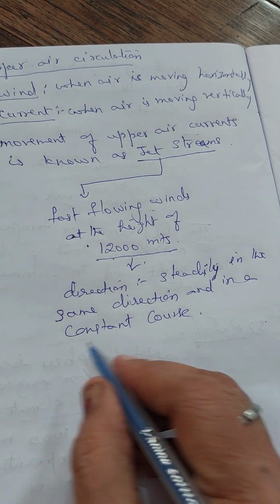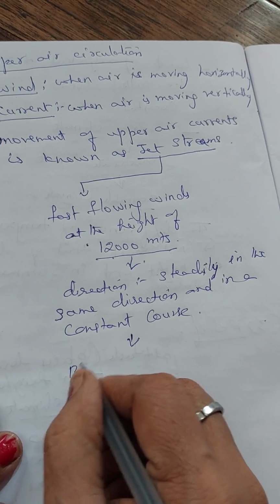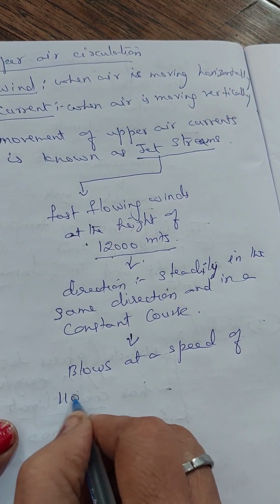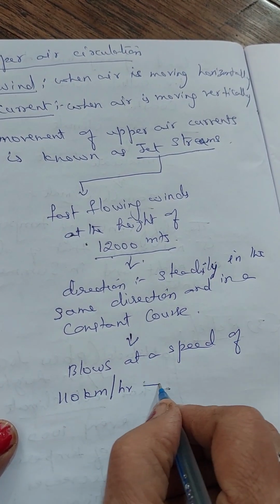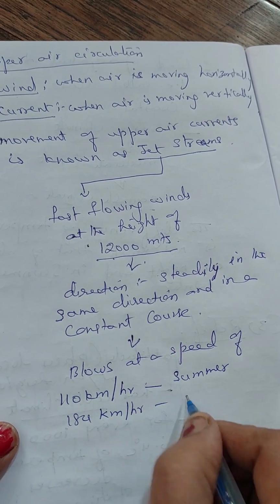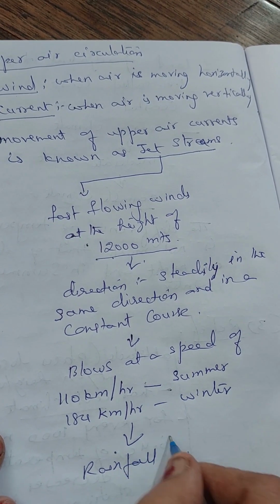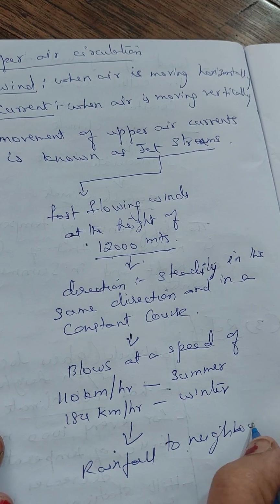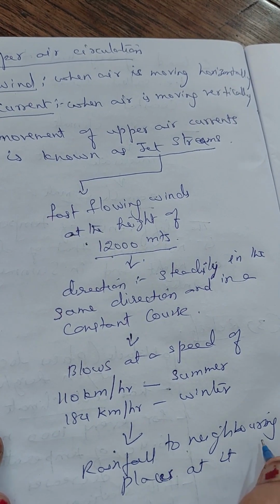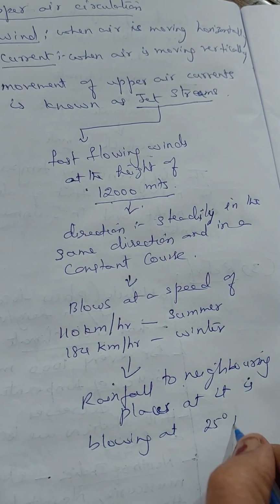These winds blow at a speed of 110 kilometers per hour in summer and 184 kilometers per hour in winter, and this brings rainfall to neighboring places, as it is blowing at 25 degrees north latitude.